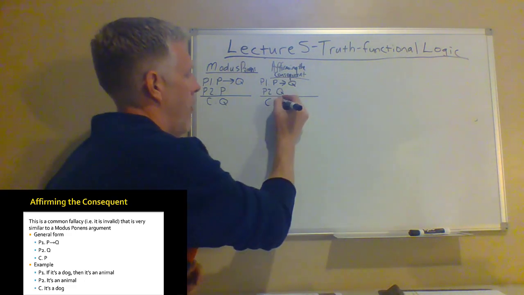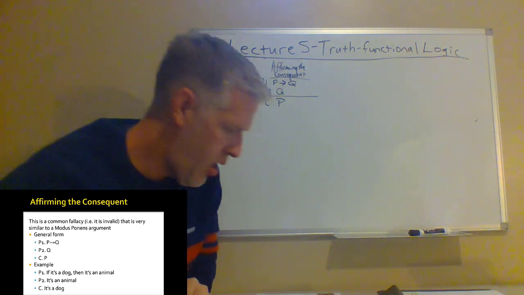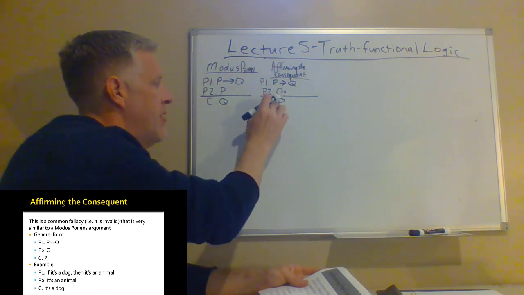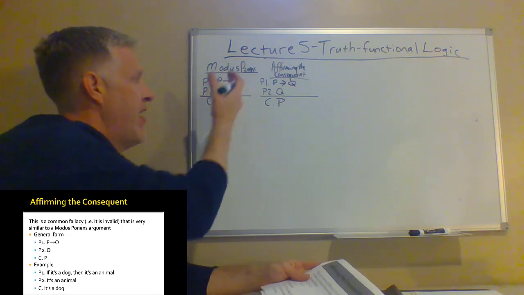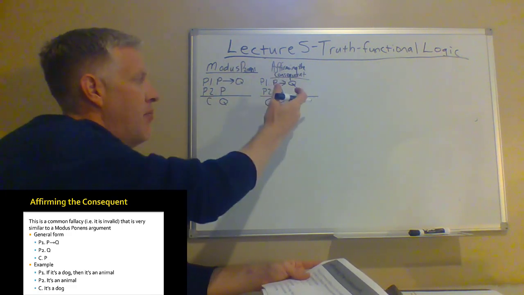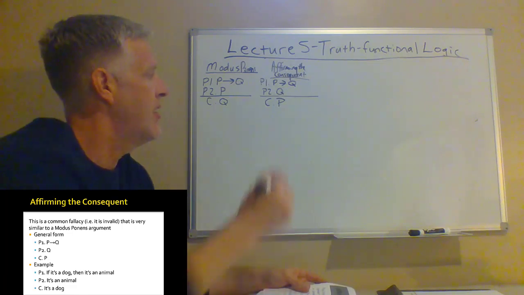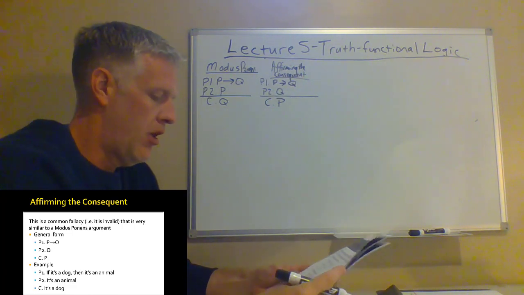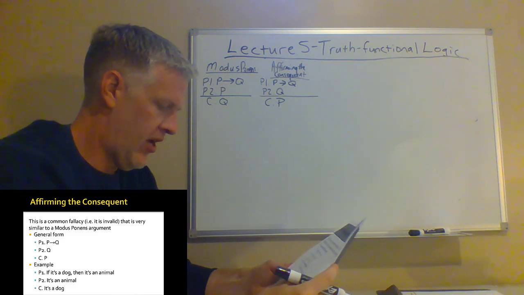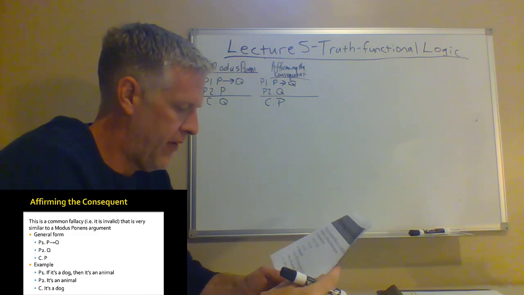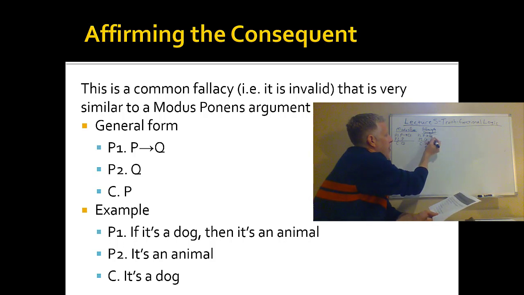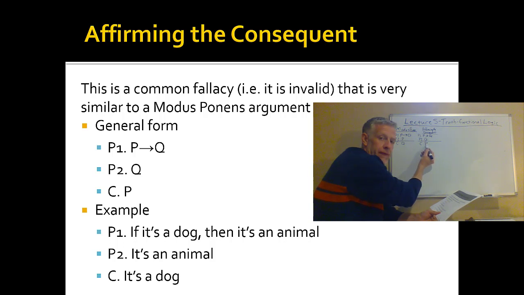My example on slide 14. So much like I just said, it doesn't matter what you say, if it has this underlying form, it's going to be valid. Same thing applies here, except it's always going to be invalid. Doesn't matter what you say, if it has this underlying structure, it's going to be invalid. Take an intuitively obvious example, the one I offer on the bottom of slide 14. If it's a dog, then it's an animal. Then you're told it's an animal. They want you to infer that it's a dog.